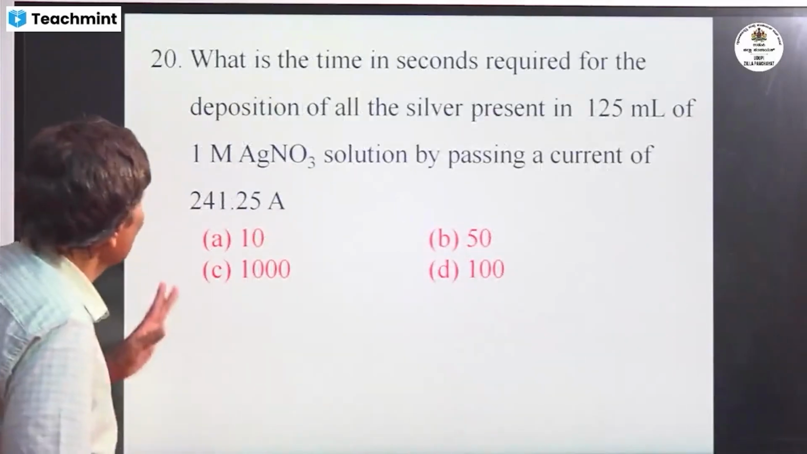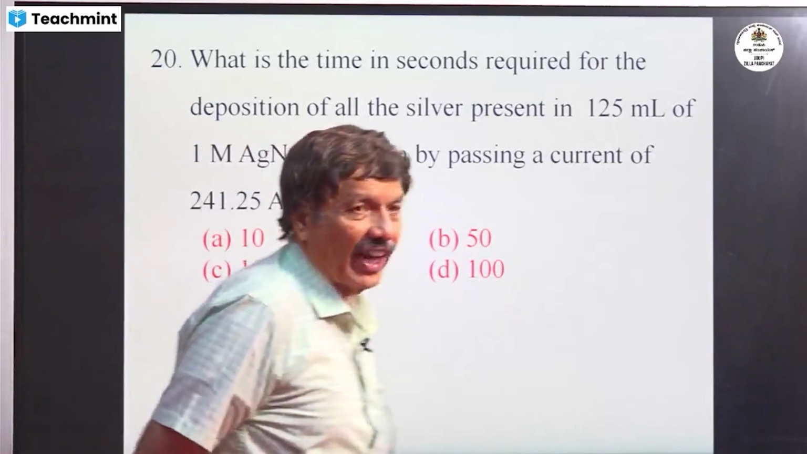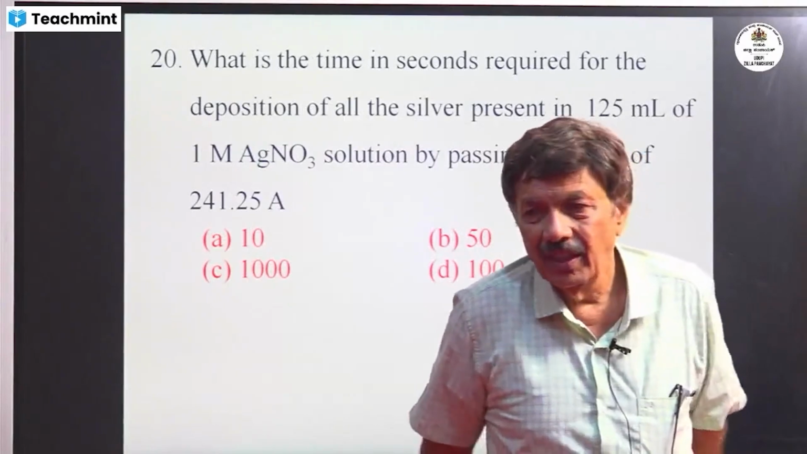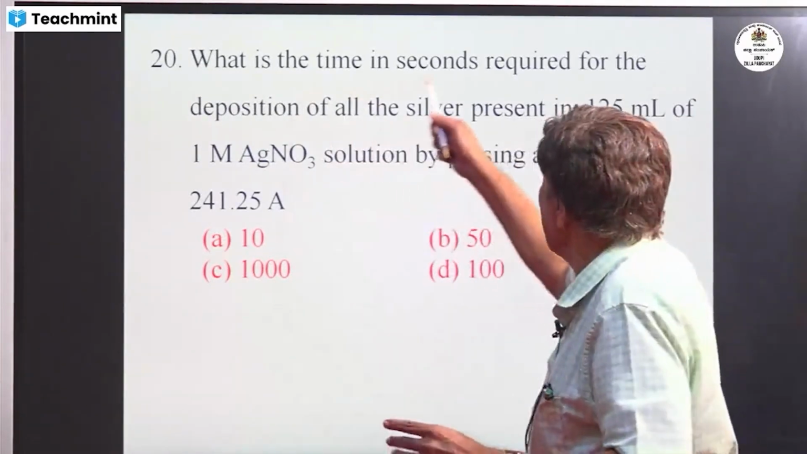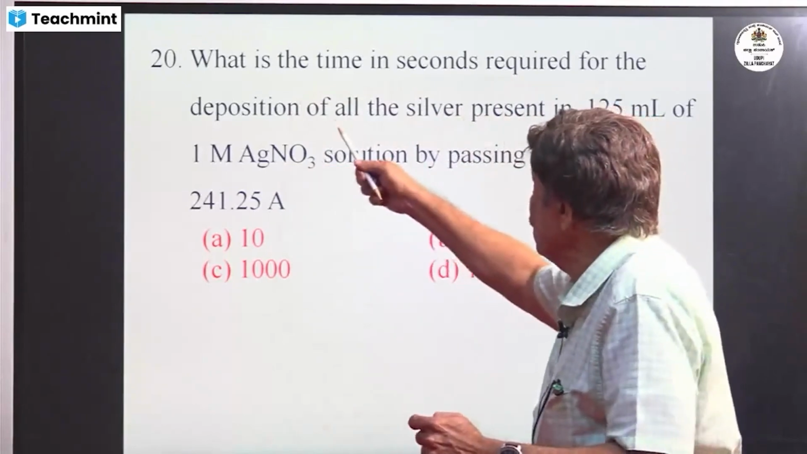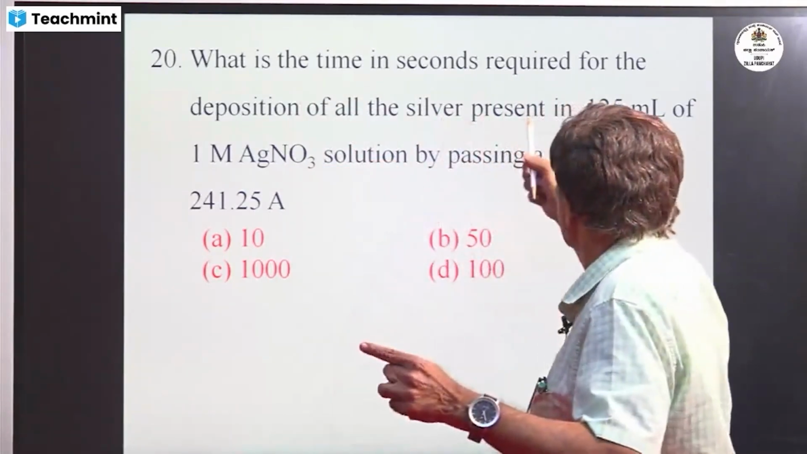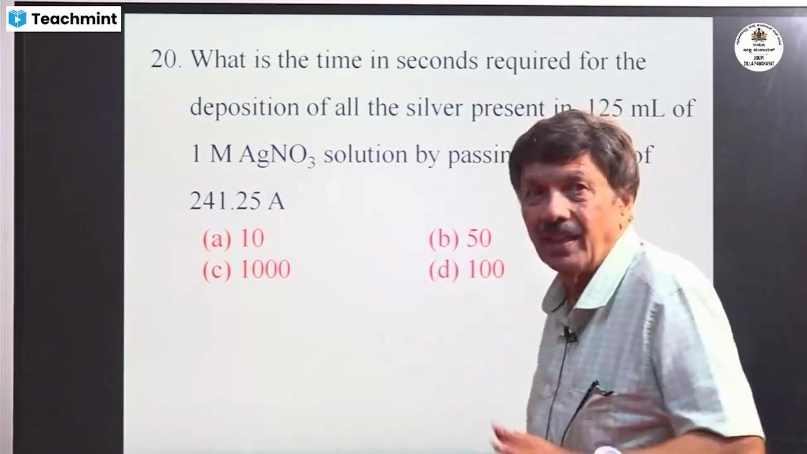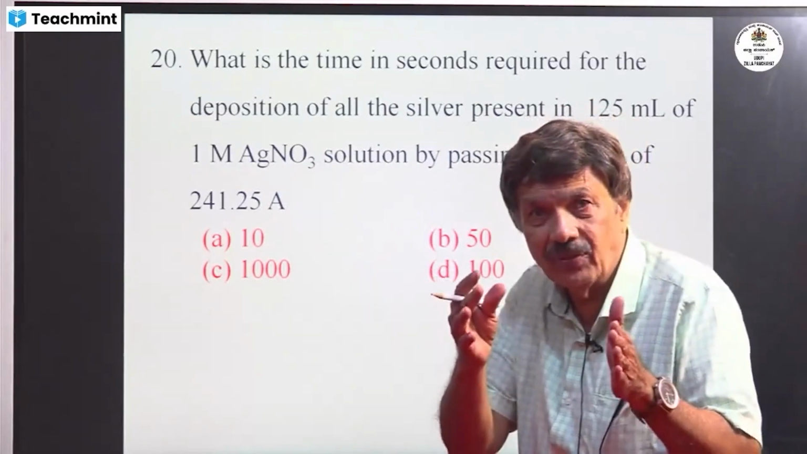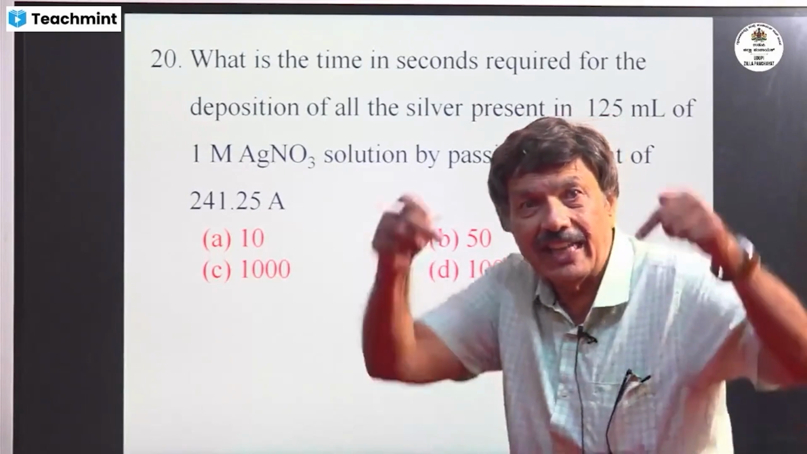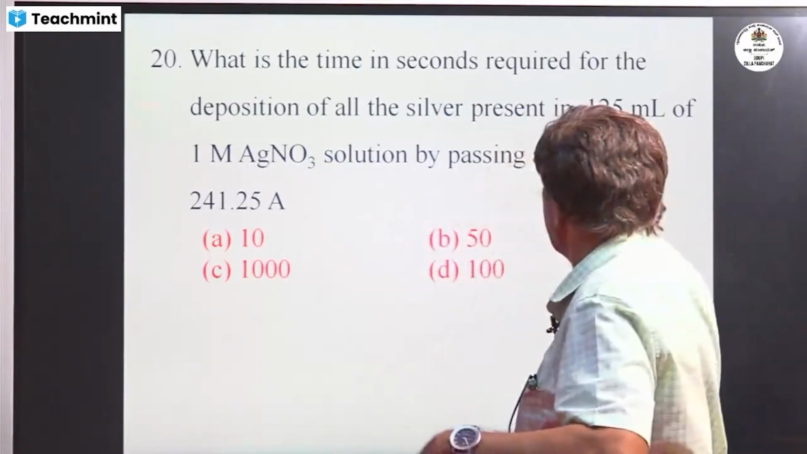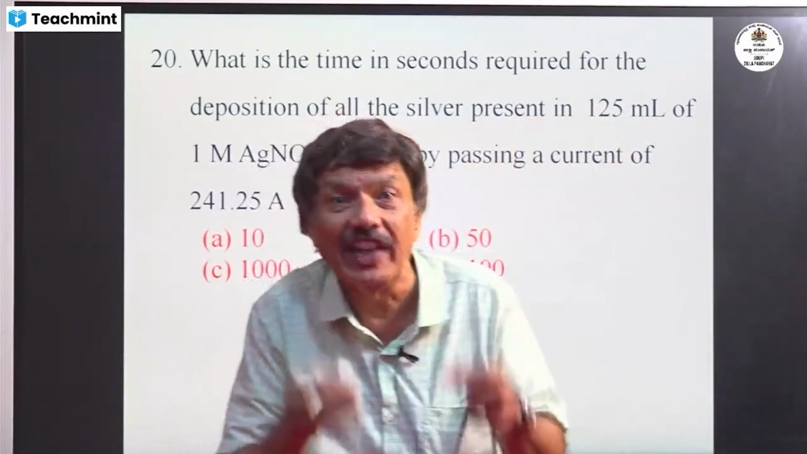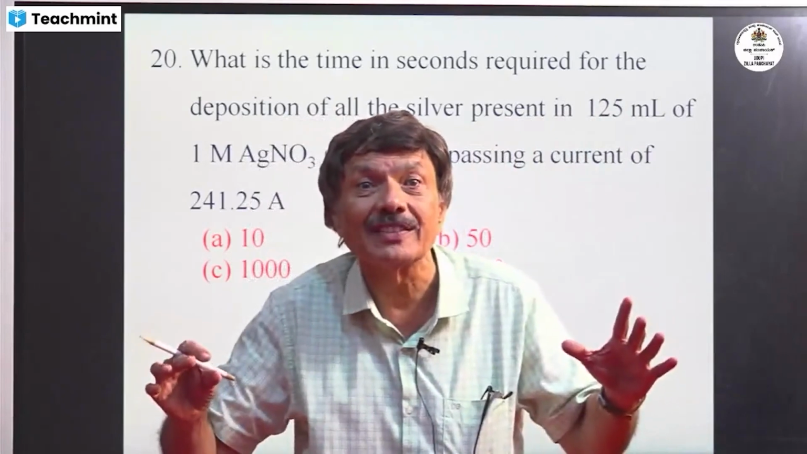Yes. Next one. It is based on Faraday's laws of electrolysis. Faraday's first law. Here, what they asked is the time in seconds required for the deposition of all the silver present in 125 milliliter of 1 M AgNO3. They are electrolyzing it by passing a current of 241.25 amps, and they have asked how much time it needs to remove all the silver present.